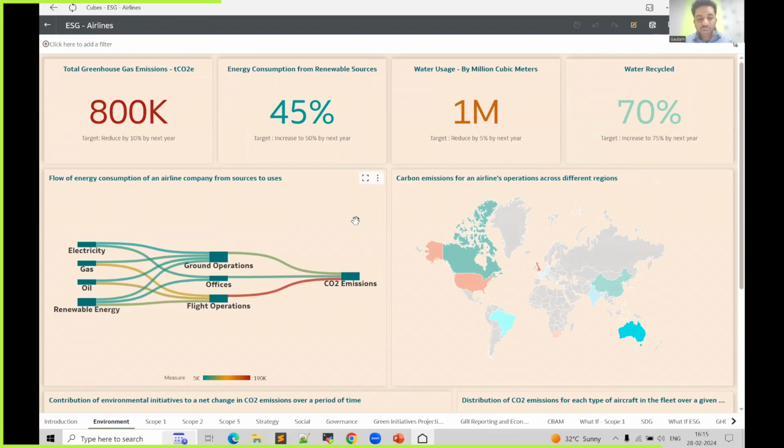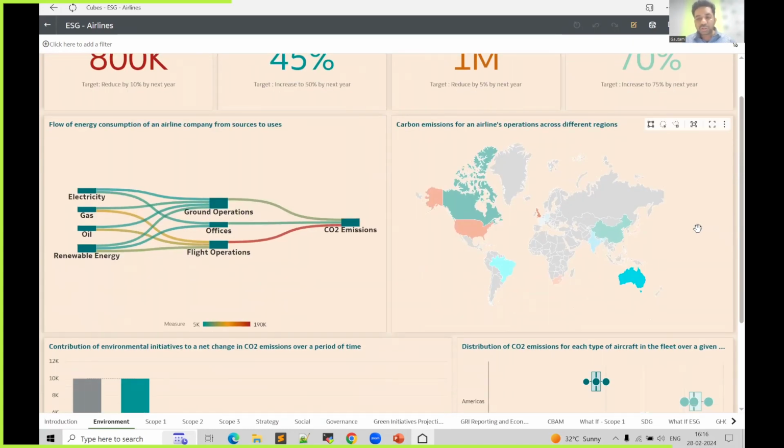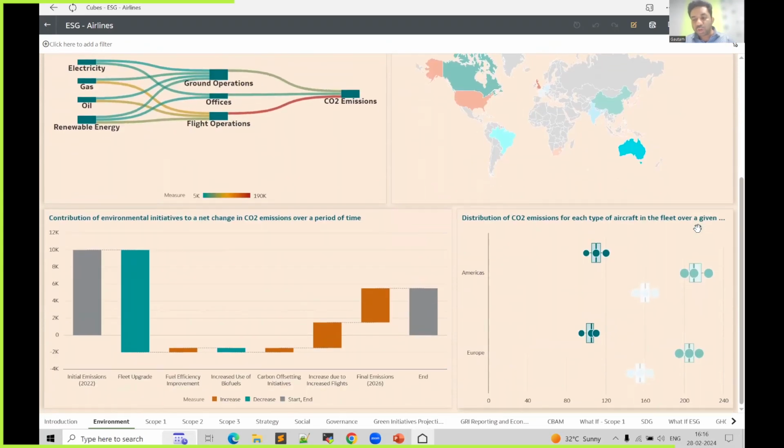Since this is a consolidated dashboard, we then try to split this information. So where I'm getting this carbon emission from, how much percentage is coming from my flight operations, how much percentage is coming from my ground operations, how much I'm accumulating from the different offices, what kind of consumption we are looking at, whether it's electricity, gas, or oil, and how much percentage is renewable energy. We'll be able to accurately visualize the geographical perspective, I mean, how much each country is responsible for my global carbon footprint.